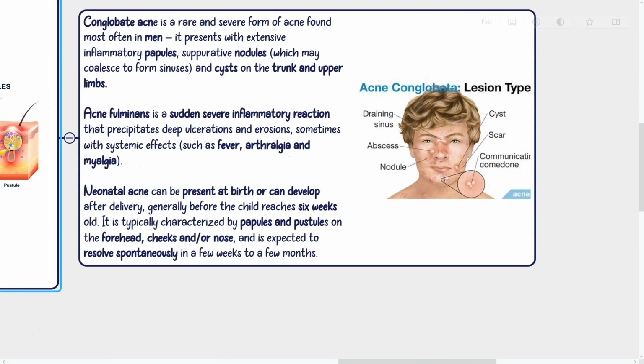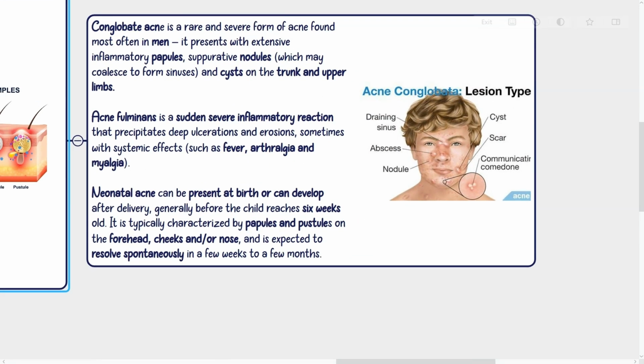It presents with extensive inflammatory papules, suppurative nodules, which may coalesce to form sinuses, and cysts on the trunk and upper limbs. Acne fulminans is a sudden severe inflammatory reaction that precipitates deep ulcerations and erosions, sometimes with systemic effects such as fever, arthralgia, and myalgia. Neonatal acne can be present at birth or can develop after delivery, generally before the child reaches 6 weeks old. It is typically characterized by papules and pustules on the forehead, cheeks, and or nose, and is expected to resolve spontaneously in a few weeks to a few months.